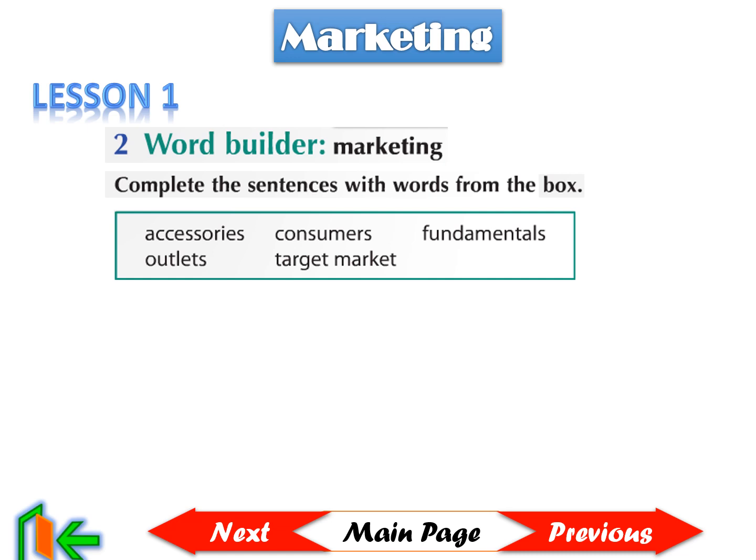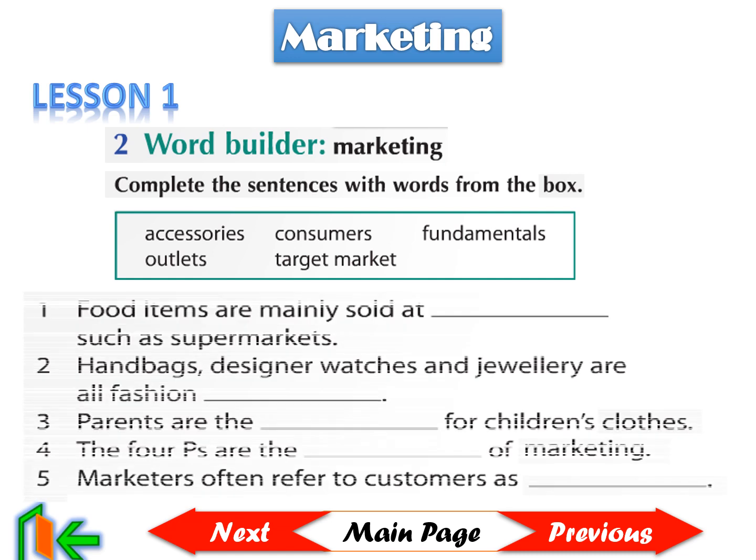Next, the word is outlet. An outlet is a place where a thing is sold. So we can say that supermarkets, clothes shops, and computer shops are outlets. Then the word is target market. A target market is a group of customers to whom a company wants to sell its products or services. Let's say that the target market of Adidas or Nike shoes is not old people, but young people. Target market refers to the group of people to whom a company wants to sell its products.